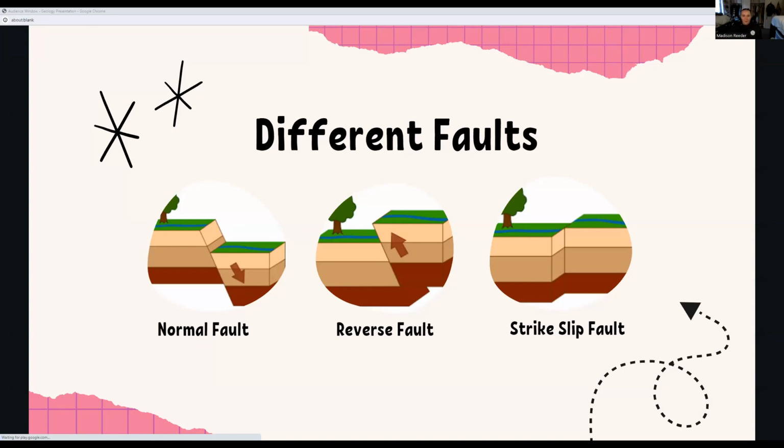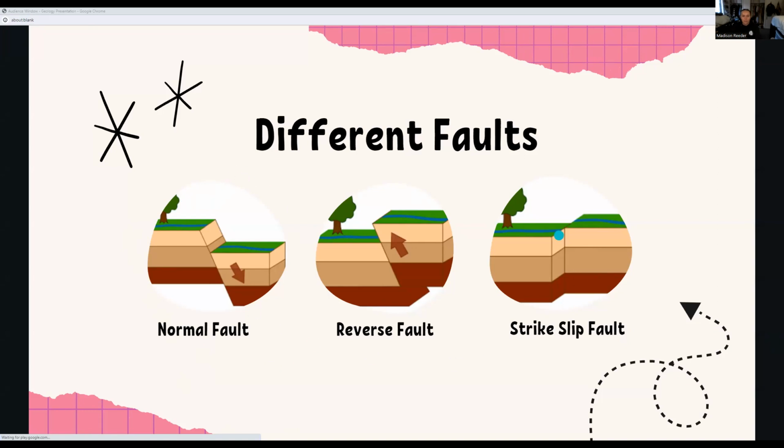Okay, so for my first project, I'm doing what is a fault, and what faults are. I'm going to start with what is a fault. A fault is a fracture or a zone of fractures between two blocks of rocks. Faults allow the blocks to move relative to each other. So it's just a general idea of what a fault is.